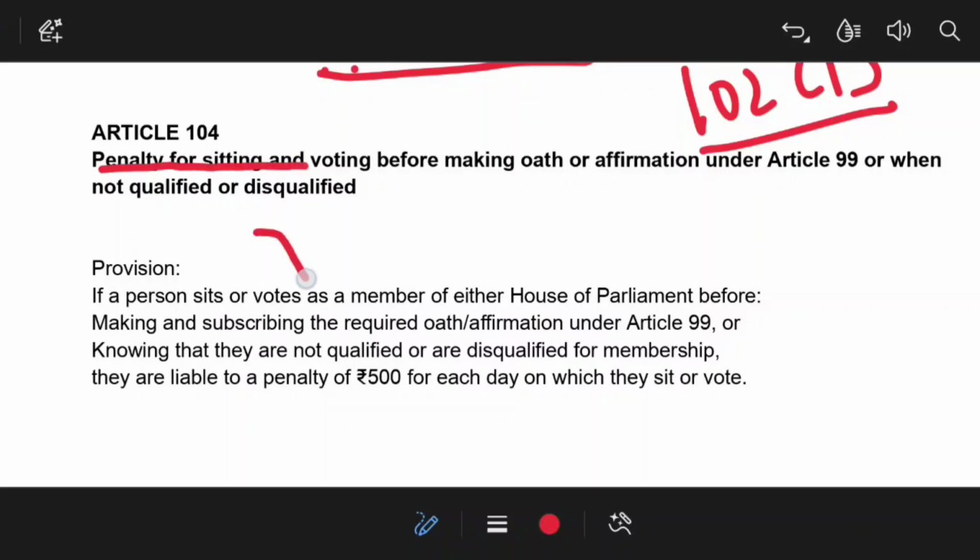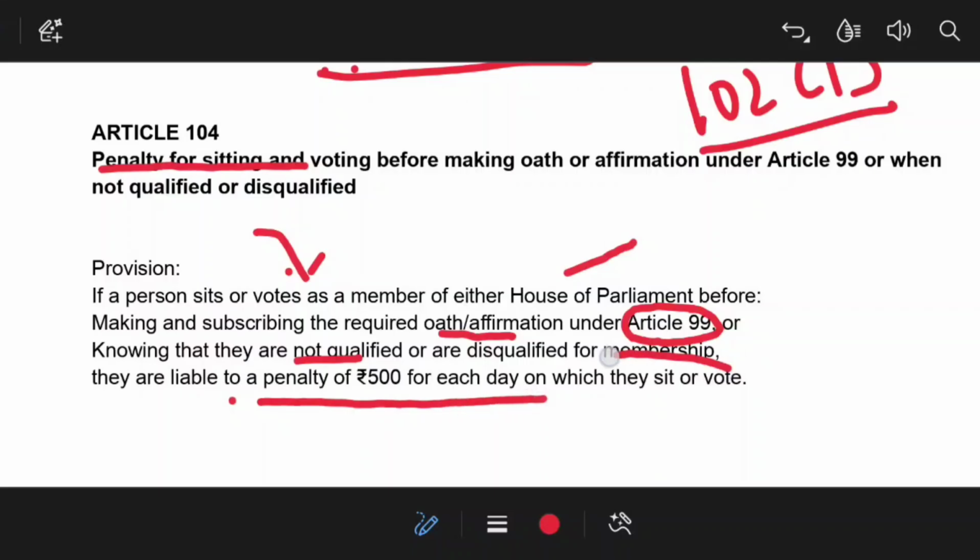So if a person sits or votes as a member of either house of the parliament before making and subscribing the required oath or affirmation under Article 99, that means Article 99 mentions that it is compulsory for the member to subscribe the oath or affirmation, or knowing that they are not qualified, even if you know that you are not qualified to become a member of the houses, and even if you are sitting, if you are taking part in the parliamentary proceeding, then you will be liable to a penalty of 500 for each day on which they sit. That means the penalty is mentioned under Article 104.